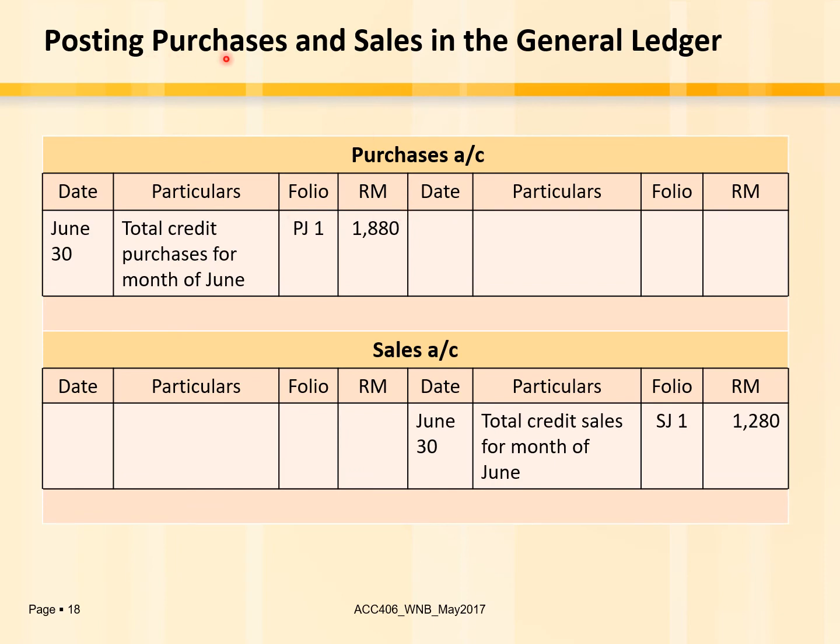Next adalah postings, purchases and sales in the general ledger. Okay. So, you ada account purchases tadi tu, kan, total yang you dah buka tu. Sales yang you dah buka tu. Semua tu kena transfer to the general ledger. Total purchases for the month of June. Yang ni, total credit sales for the month of June. Like this. And also like that.